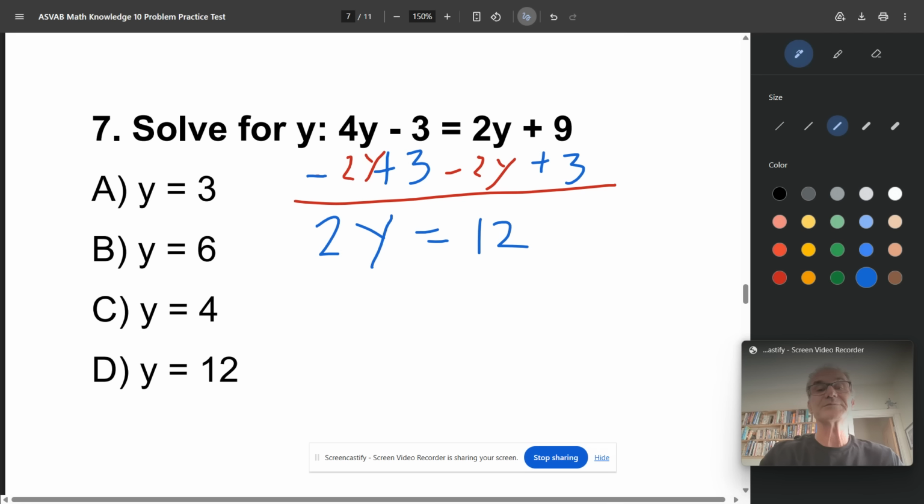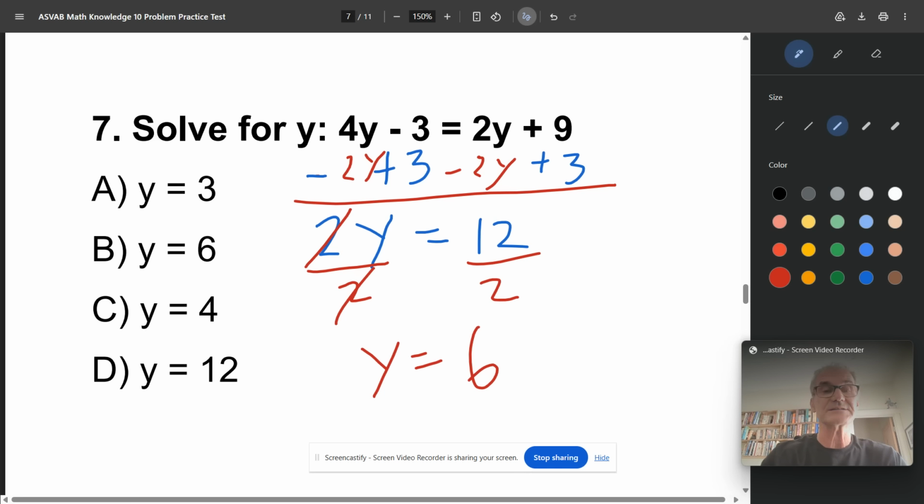I'm doing the opposite operation. So if I'm minusing, I add. If I'm adding, I subtract. Now I am multiplying. And because I'm multiplying, to get rid of this 2, I divide both sides by 2. These cancel, giving me y by itself. 12 divided by 2 is 6. What is the value of y? Y is equal to 6. Answer B right there.